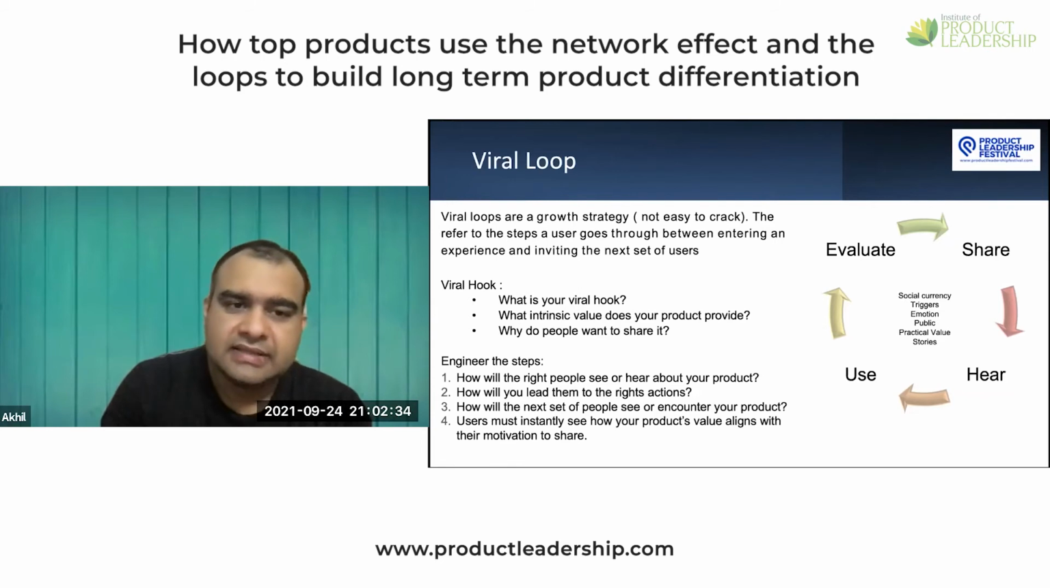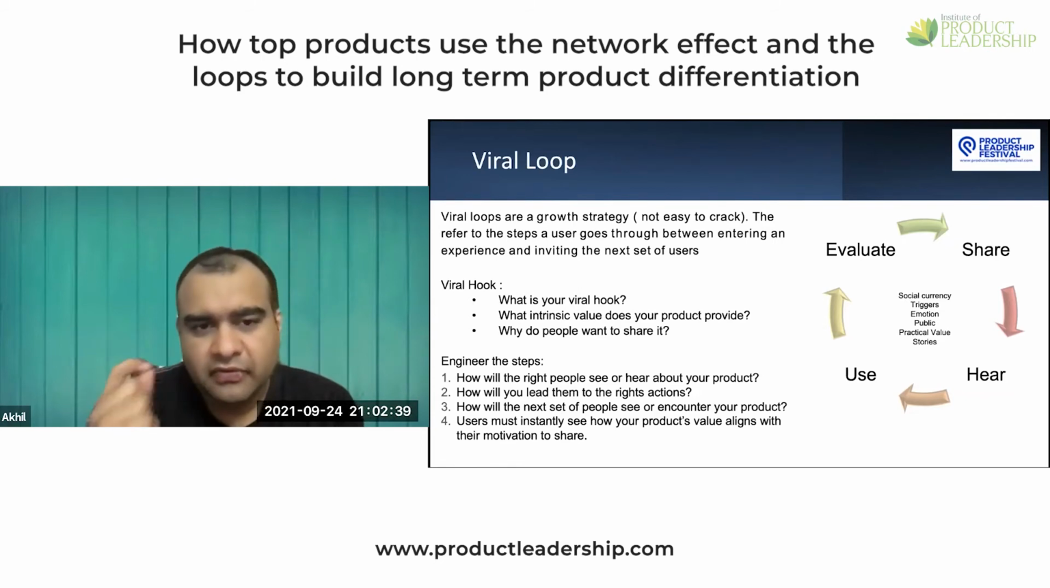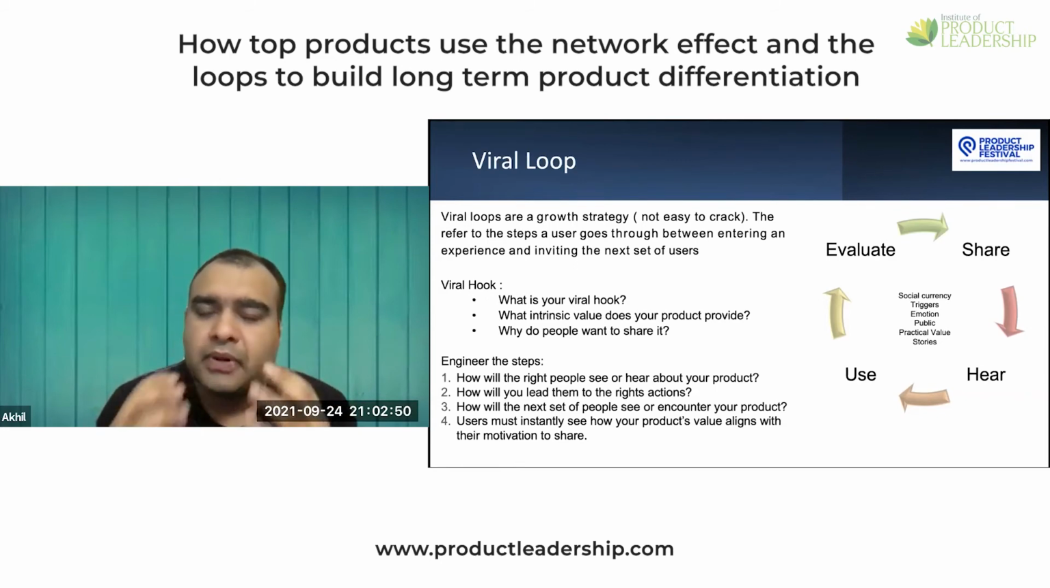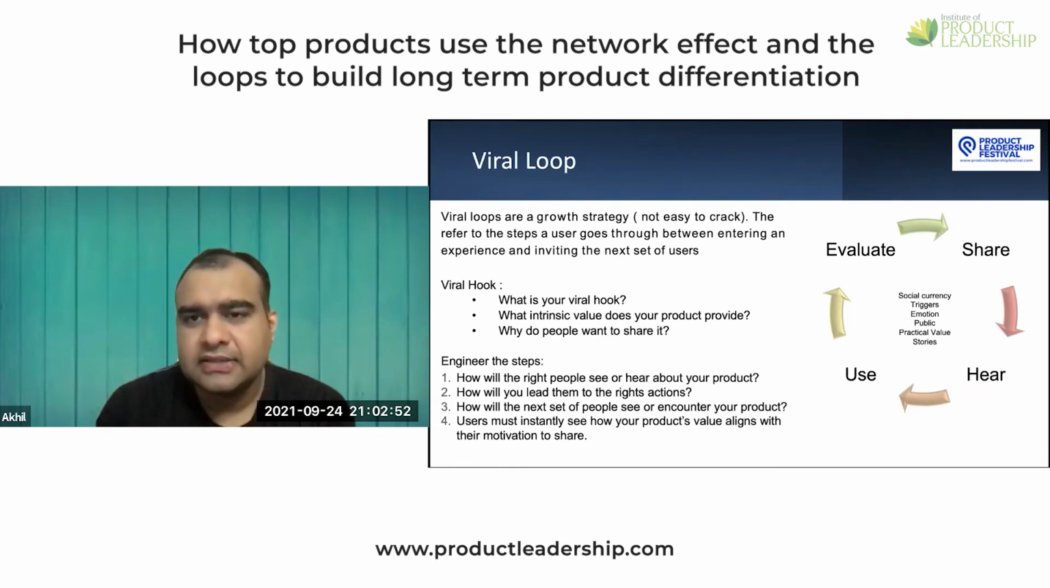Basically, the same triggers and same actions and steps ensue in this one as well. Create some sort of a viral hook within your product. Identify what is the intrinsic value that your product provides to the user, and then why people would want to share something like that. So think about how some of the best viral products actually grew. We'll talk about an example again in the next slide. But as you think about the viral loop, think about these core problems again.